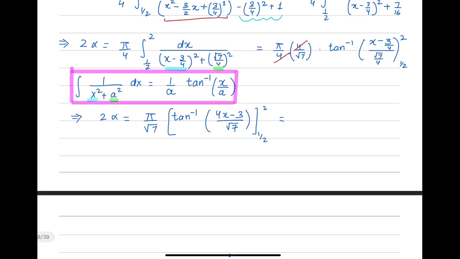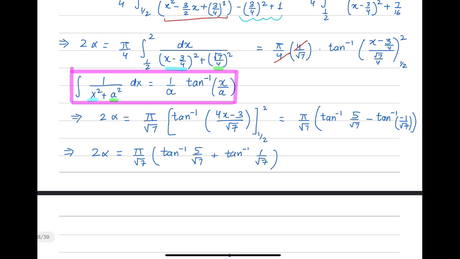All right. So that will give me pi over root 7 tan inverse of 5 over root 7 minus tan inverse of, if I put half, you get 2 minus 3 is minus 1, so minus 1 upon root 7. All right. So now tan inverse of minus theta is nothing but minus of tan inverse theta, so this minus will pop out. So this will become 2 alpha equals pi over root 7 times tan inverse of 5 by root 7 plus tan inverse of 1 over root 7.